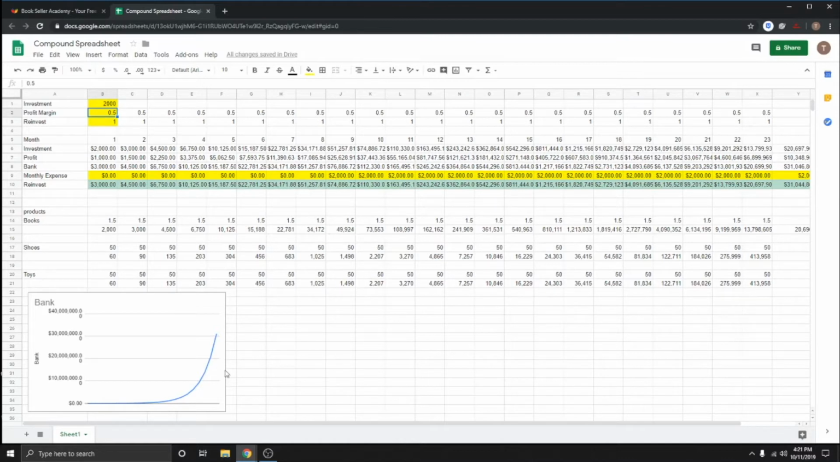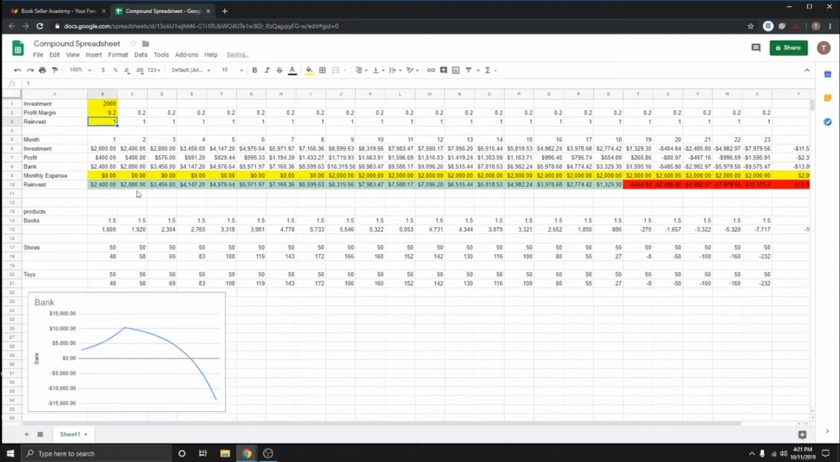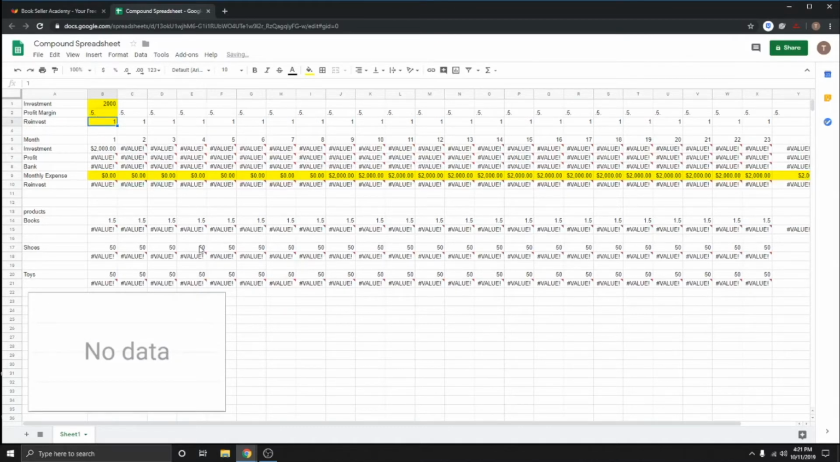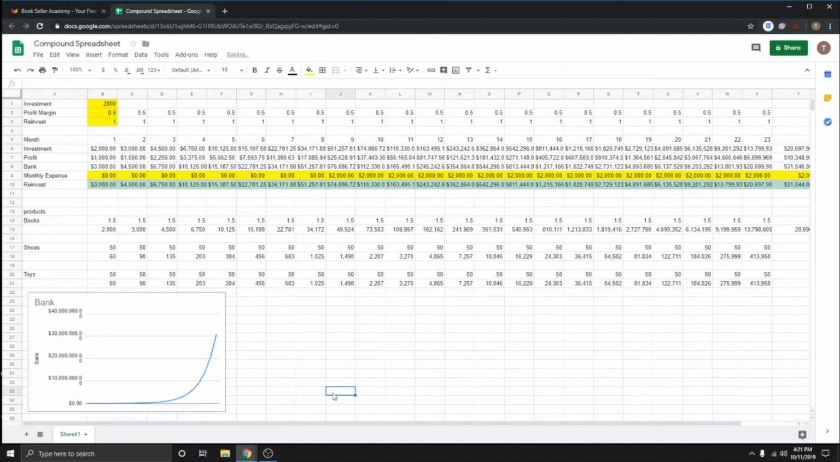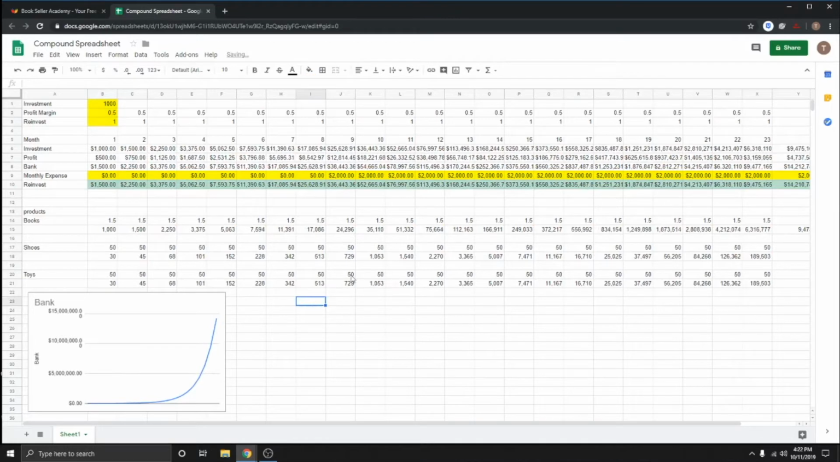Can't really see the graph just because this is a little too high. Okay, I'm going back to the profit margin of 20%. Even at 50%, that's still good. Pull that over and still drop it at $1,000. Still looking good at month 9.